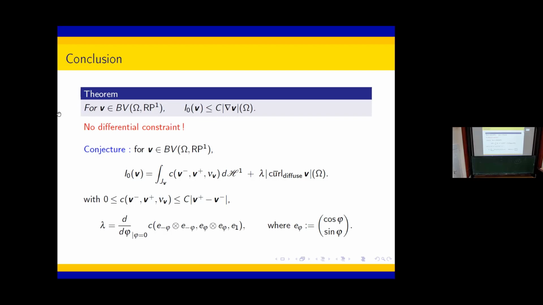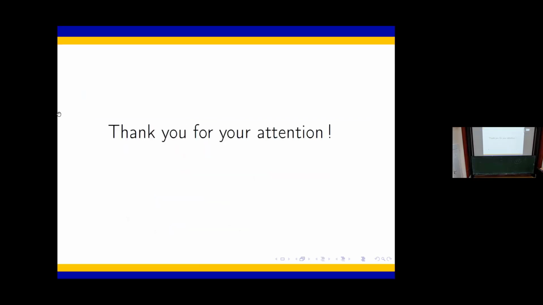Okay, but what we know is that this constant will be smaller than plus minus d minus, but if the jump is curl free, this is a cube there. Really complicated function anyway. Okay, I have finished. Thank you.